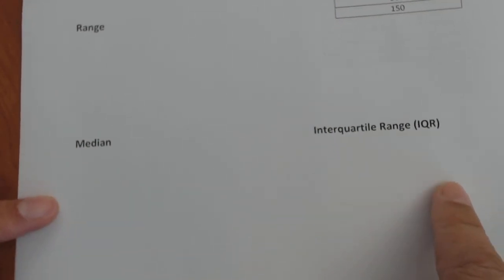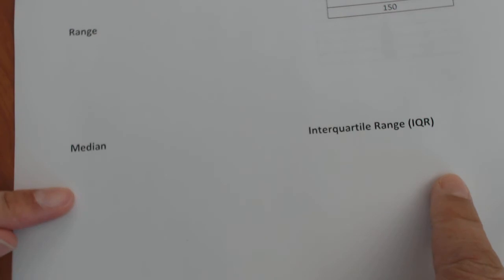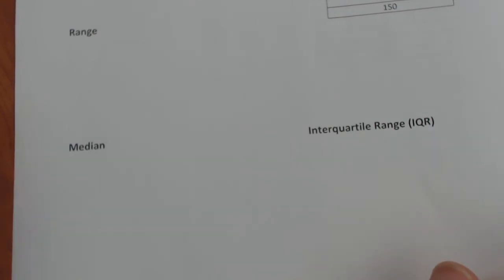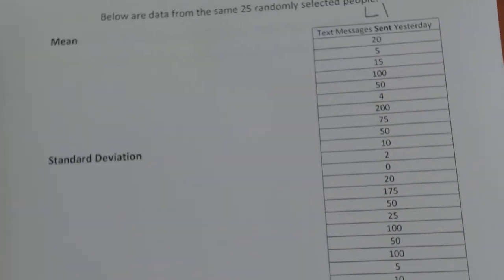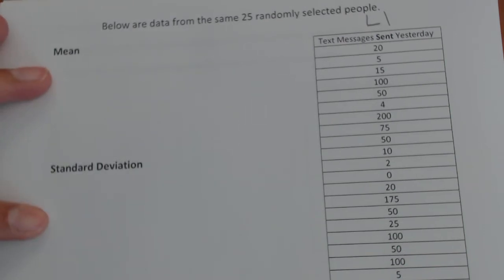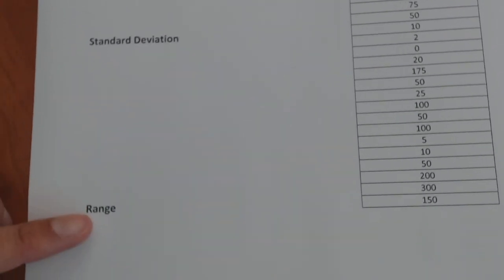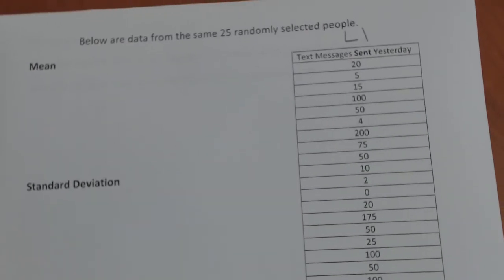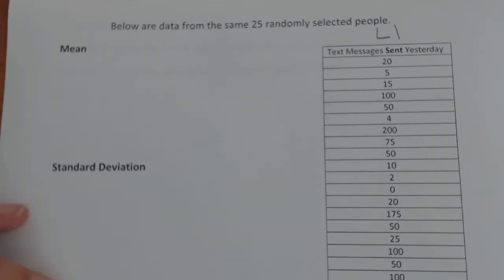And look how I laid this out on the notes. The median and the interquartile range are next to each other because they go together. And standard deviation and mean are next to each other because they go together. And the one in the middle is range because that's just overall. Okay, enough moving around. So let's go.